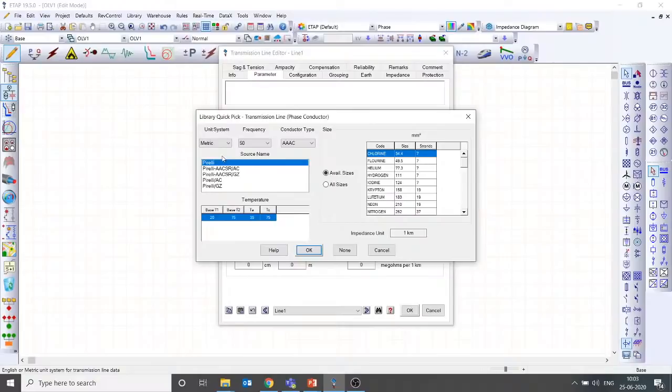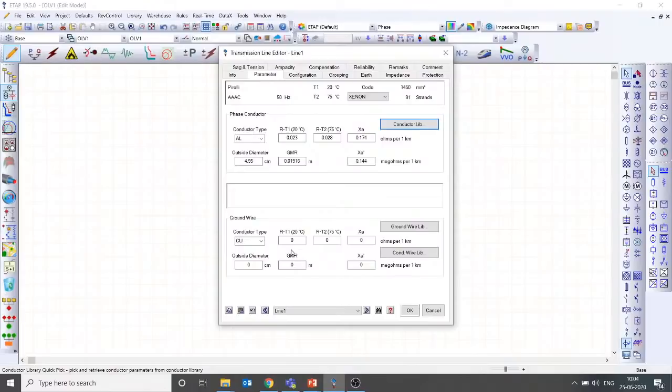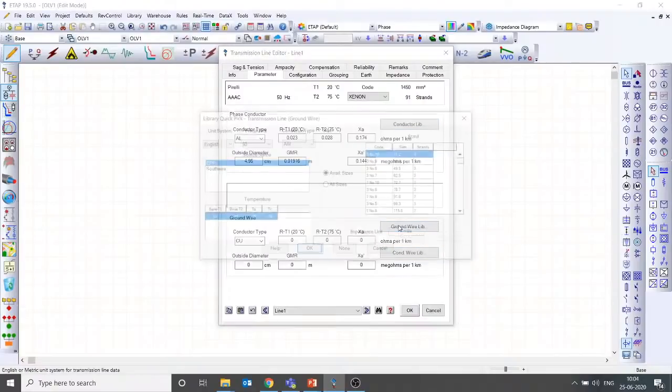You can very well create your own library. So I have selected AAC conductor, all aluminum conductor, and I have selected 1450 square with 91 strands as my conductor size. Since it's a 400 kV line, I have selected a large size conductor. Yes, and I have to select the ground wire also.